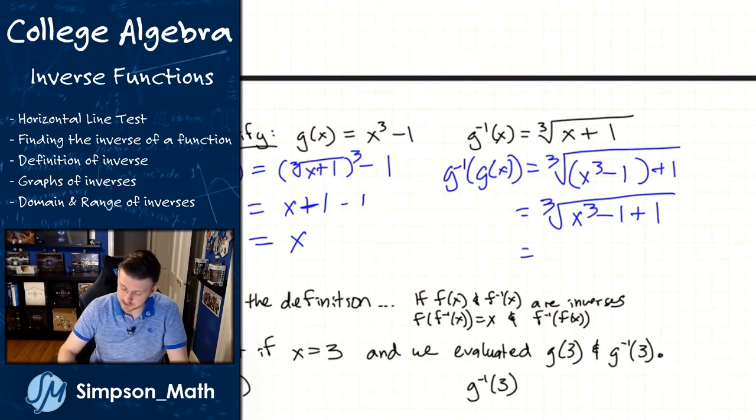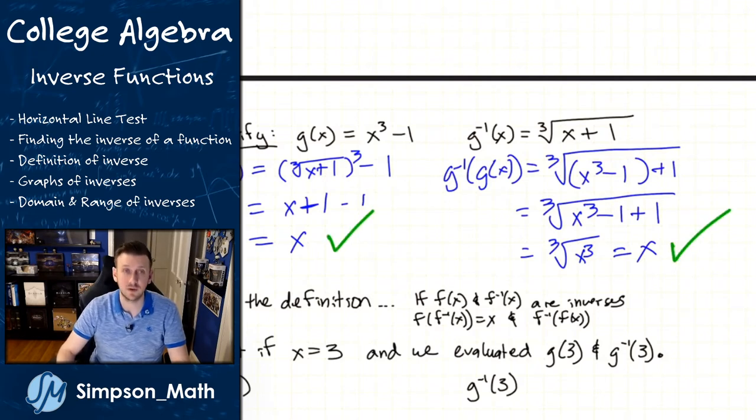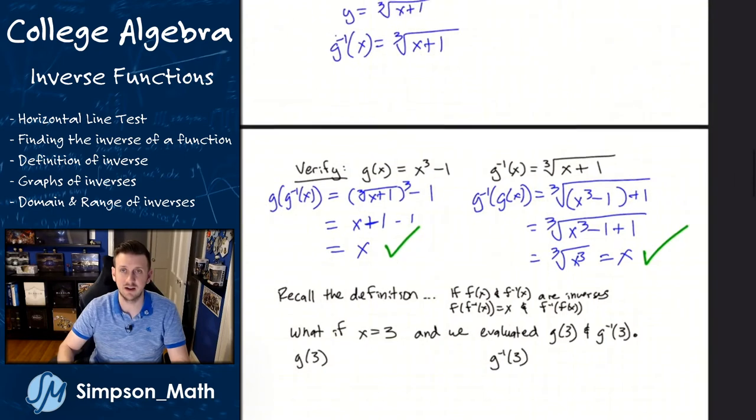All right, minus 1 plus 1 is 0, so now I have the cube root of x cubed plus 0, so I don't have to write that. As we talked about, the cube of a cube root is just an exponent of 1, so we're left with just x. And so both of these check out. They both are x, so we verified they are inverses.